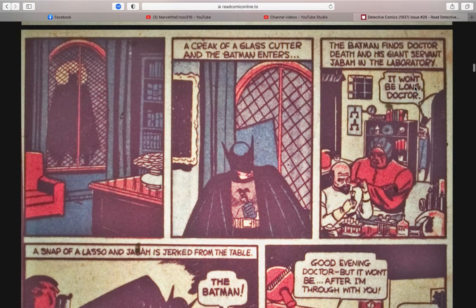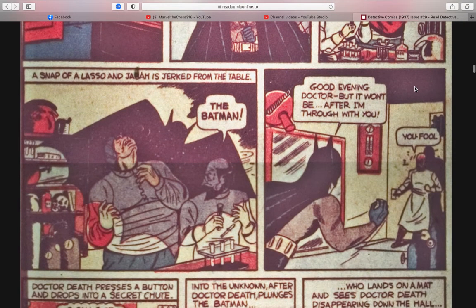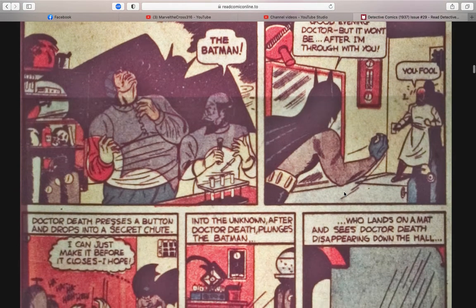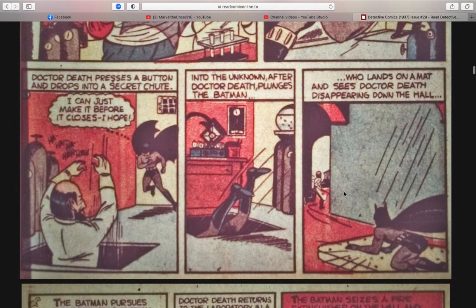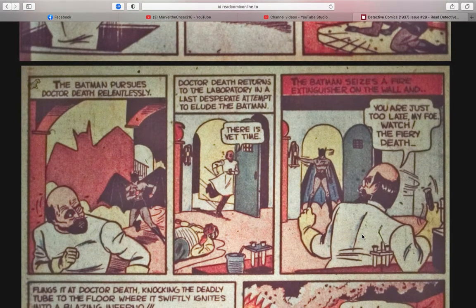And so we see Bruce Wayne suits up as Batman, and he's going to then settle a score with Dr. Death. So we see that Batman creeps on in to the lair of Dr. Death. He lassos Jabba here, so Jabba is put out of action, and we're going to see then that Dr. Death is going to try to escape through this press of a button. He drops into a secret chute, but Batman's going to follow. So we see that Batman is on the trail of Dr. Death.